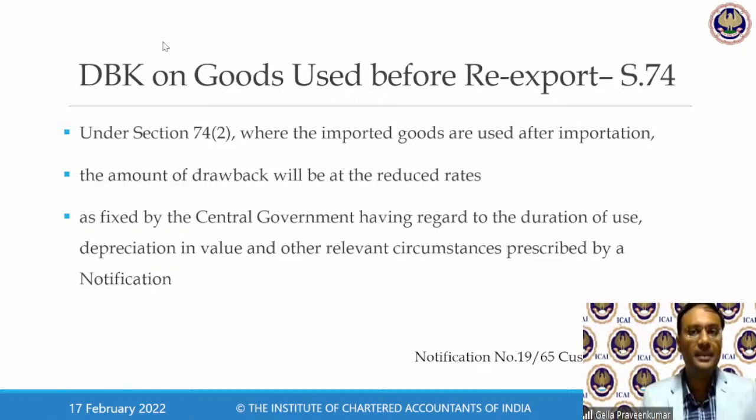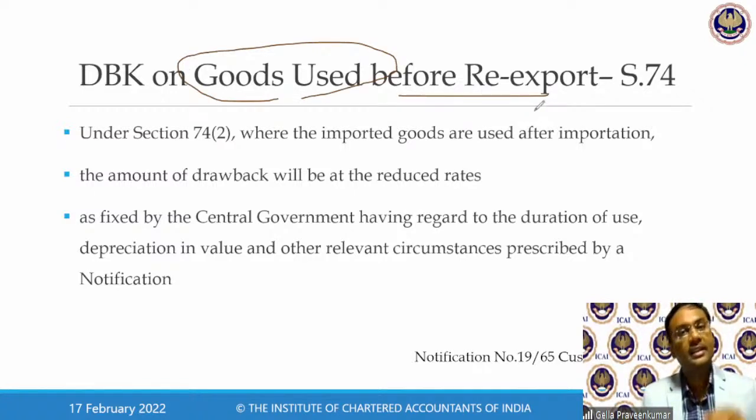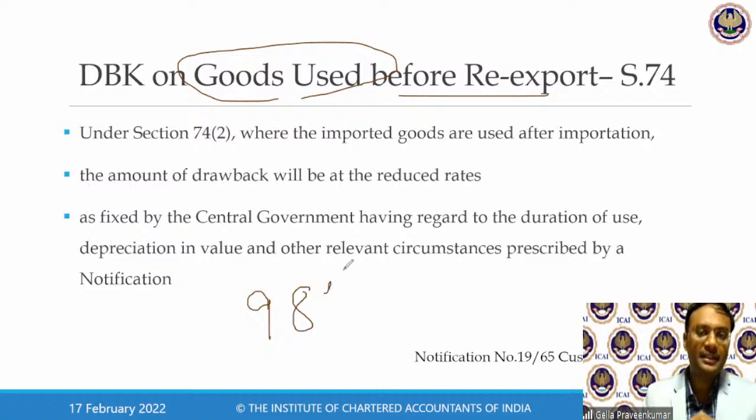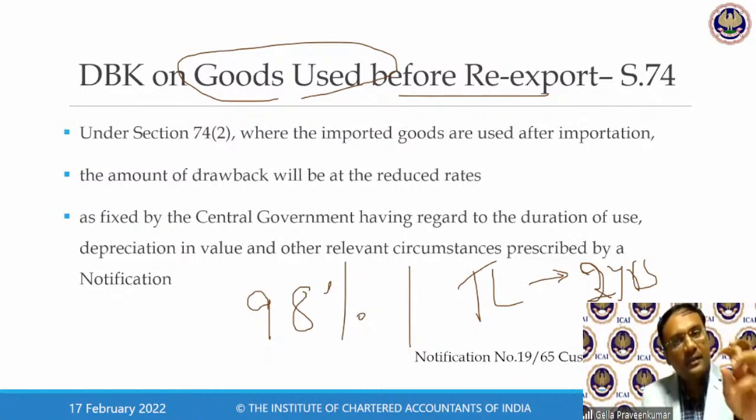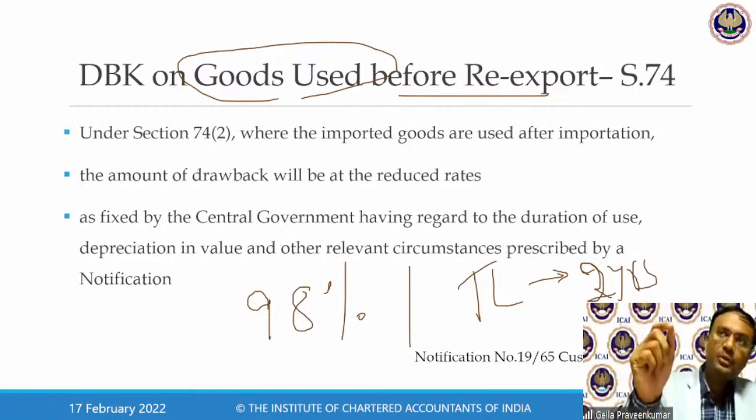Now, let's move further. Drawback on goods used before re-export. So there could be a scenario where you are saying that my drawback is entitled for 98%. Now, what if I've used the goods for some point in time? You have given a time limit of 2 years. Now imagine, sir, isn't it a provision where there is a loss of revenue to government? I wouldn't call this tax evasion. I wouldn't call this tax avoidance. I could call this tax planning. It's a legal mechanism.